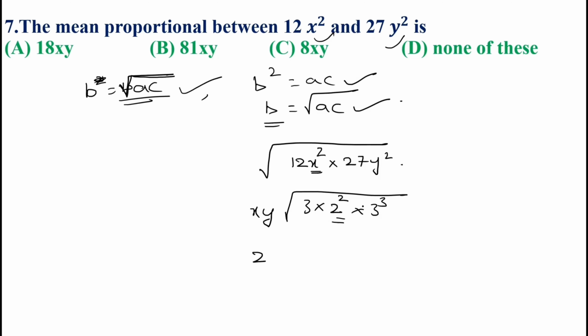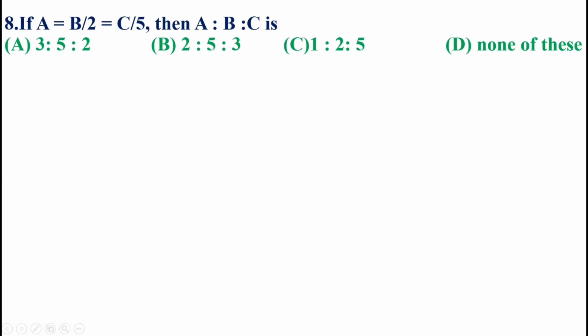Next, 3 to the power of 4. So 3 square we can take outside. So xy. So that is equal to 3 square, 9, 9 into 2, 18, 18xy. So the answer is option A. And next question. Please try to do this one.